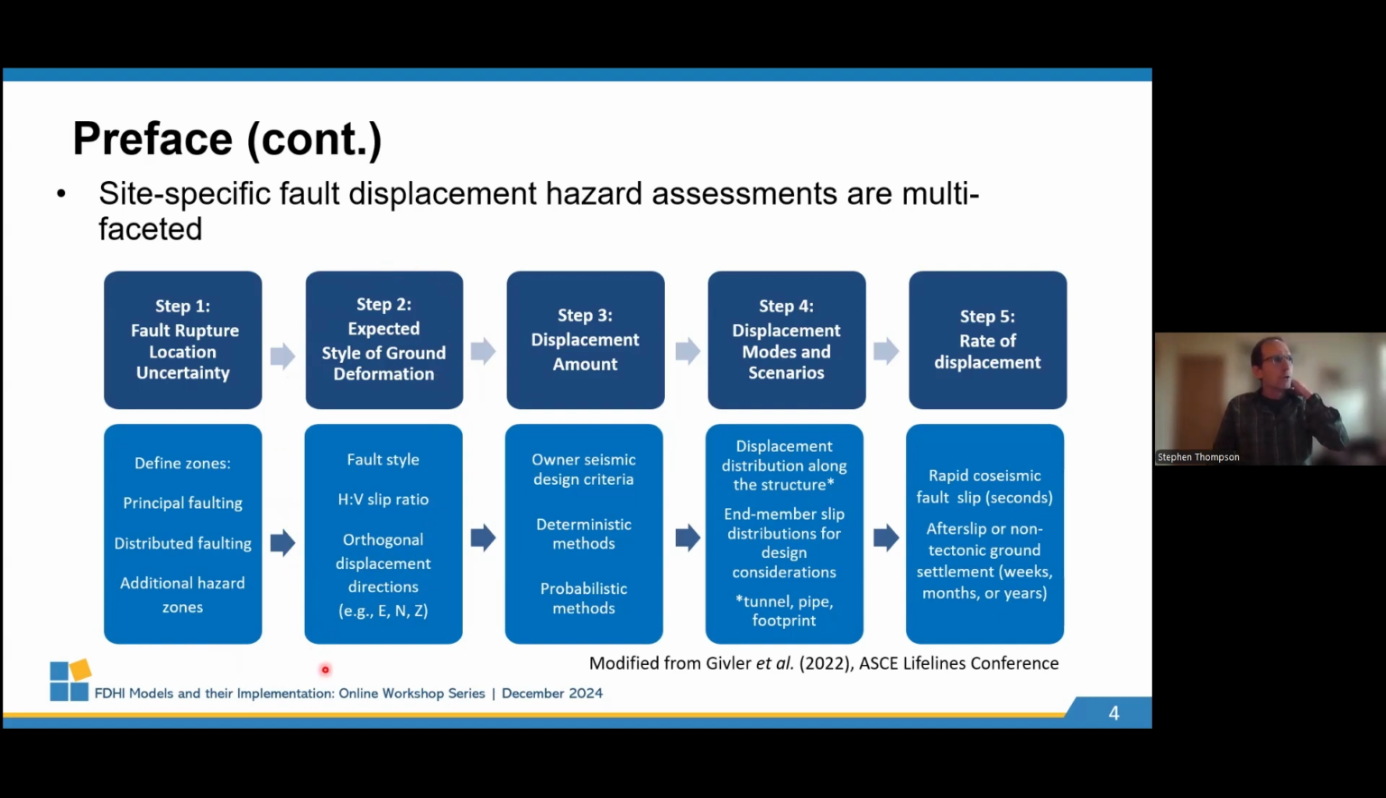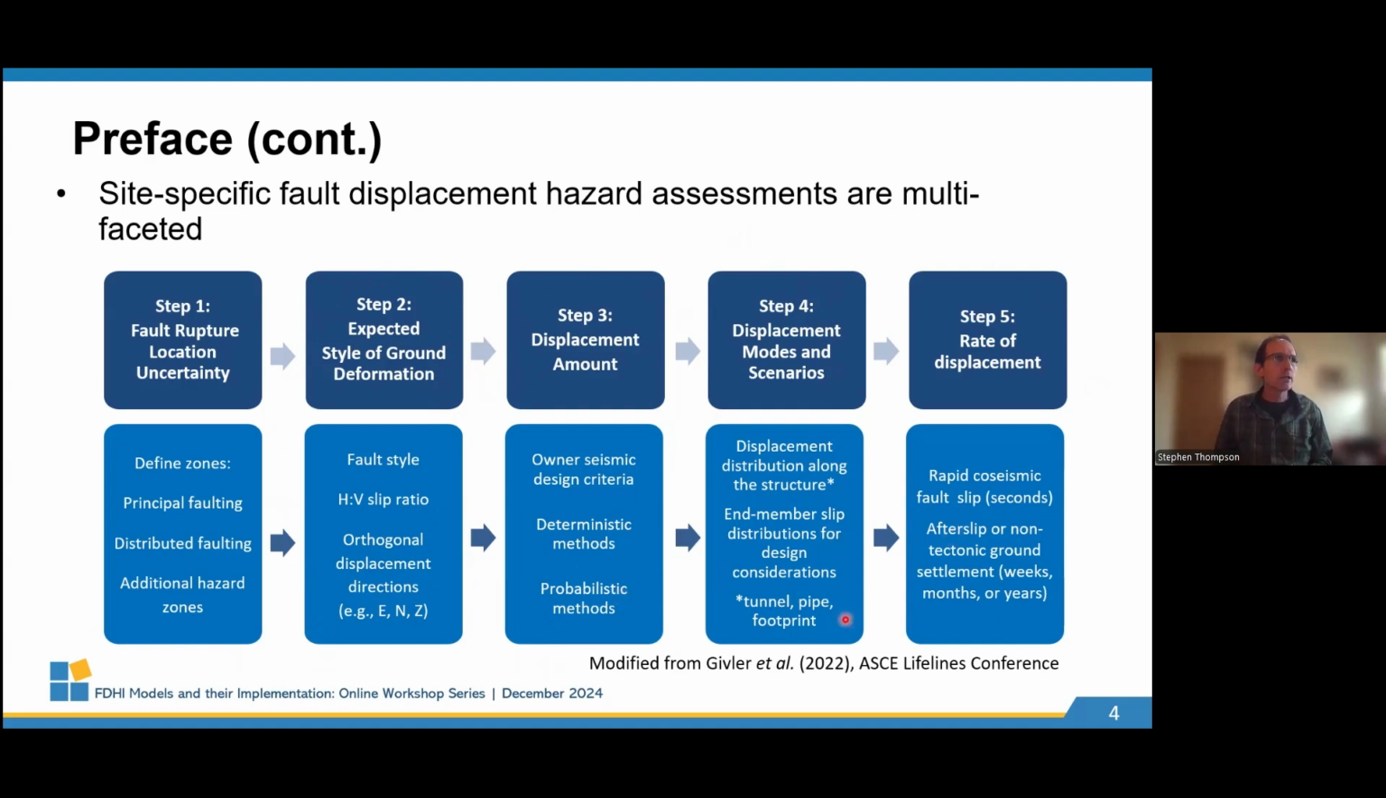Other steps include what is the expected style of ground deformation at the site? What are the styles of ground deformation that these engineering facilities are really sensitive to? And only in step 3 do we get to that displacement amount, where we consider owner seismic design criteria and we apply deterministic and probabilistic methods.